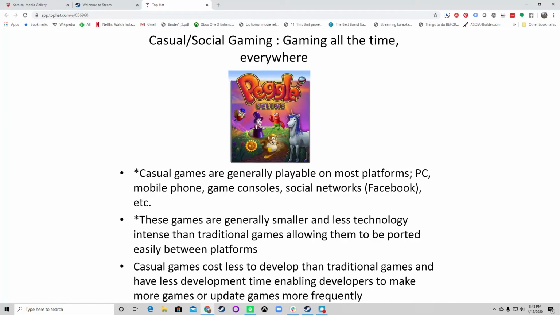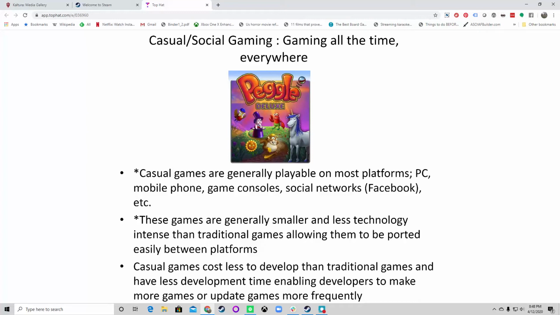Casual gaming is all the time, it's everywhere. Casual games are generally playable on most platforms: PCs, mobile phones, game consoles, Facebook, web browsers. Pretty much anything with a screen can have a casual game on it. What differentiates these from the traditional PC and console games is that they are smaller and less technologically intense, right? These games don't require you to have the latest Xbox or the latest PlayStation or the fastest PC video card. They basically are smaller games. They're less technologically intensive because then they can be ported to every possible platform.